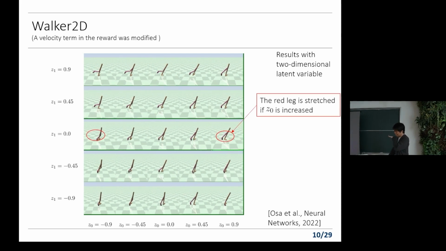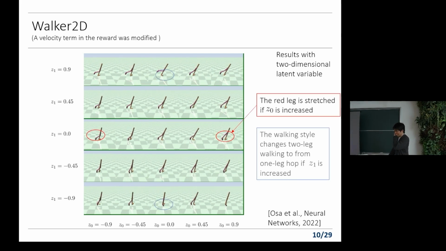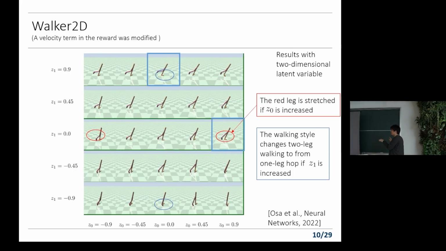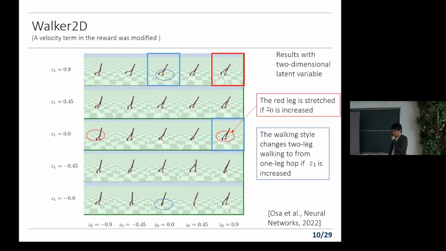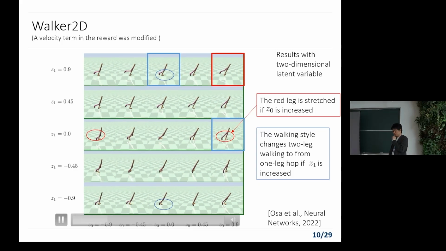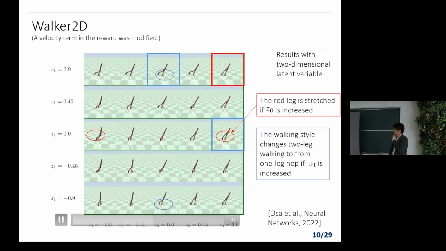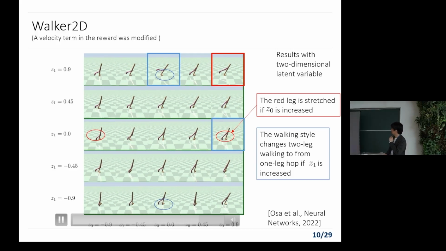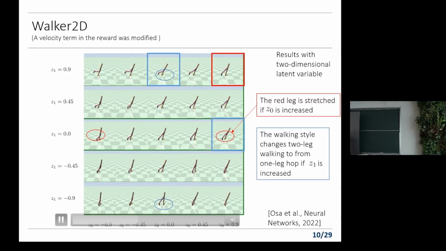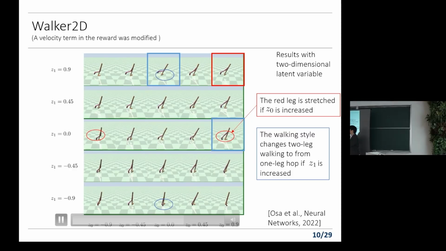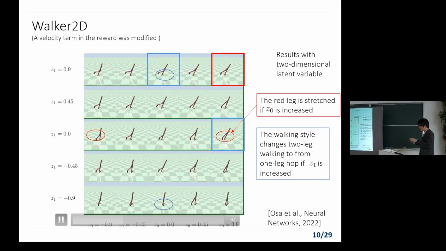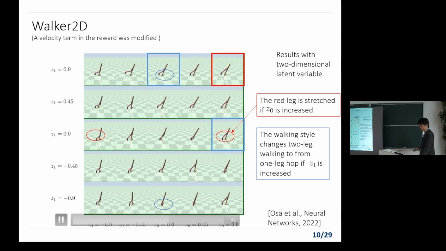Let me add one point. When we learn continuous latent variables, and if you learn a good latent space, then if you choose a latent variable here and the behavior here, usually the behavior somewhere around here is a kind of mixture of these behaviors. So it depends on what kind of latent space is learned.